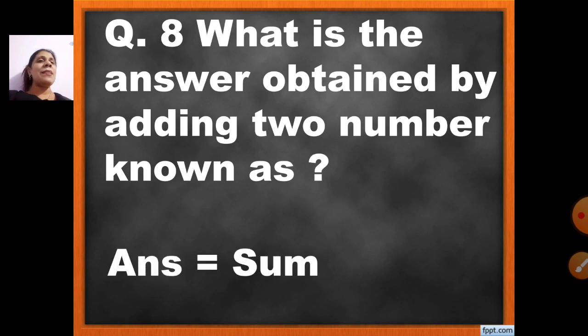Sum. Correct. What is the answer obtained by adding two numbers known as? Sum. The answer that is obtained by adding two numbers is known as sum. Understood? The answer that is obtained by multiplying two numbers is known as product. The answer that is obtained by subtracting two numbers is known as difference.